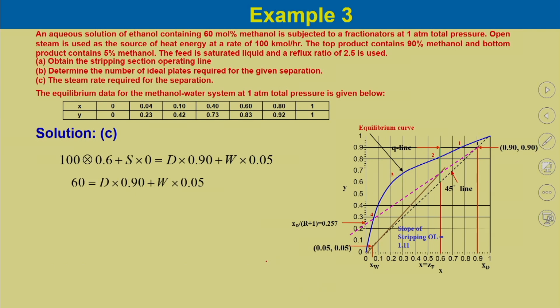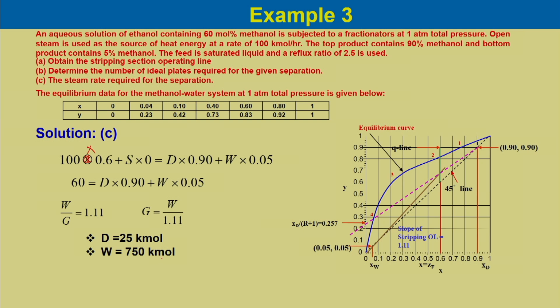So, from here we get 60 equals D into 0.9 plus W into 0.05. From here W by G would be 1.11, so G would be W by 1.11. We can calculate D as 25 kilomole and W as 750 kilomole. So, G would be 750 divided by 1.11, which is 675 kilomole per hour. So, that is 12150 kg steam per hour.